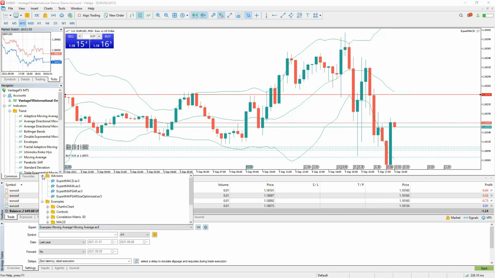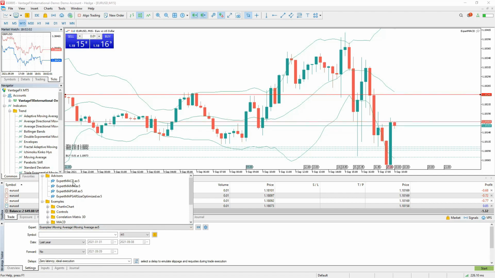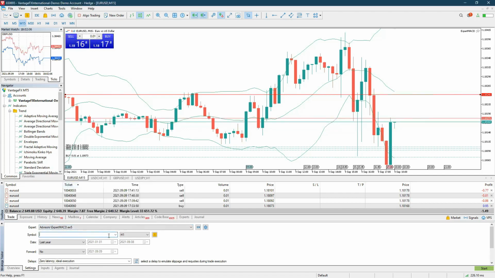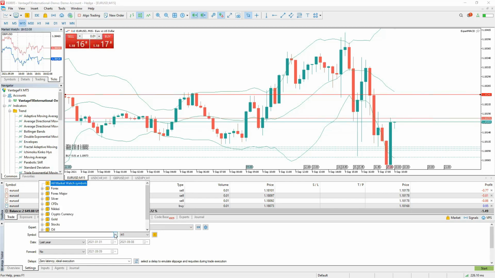Okay. So you should have an option here to also test the experts. The experts here, the advisors, are the robots we're talking about. You just select what you want to test, and then you select the symbol you want to test it against. These are different instruments. So let's say you want to test it against a forex pair.